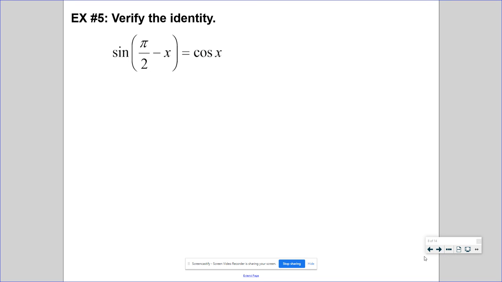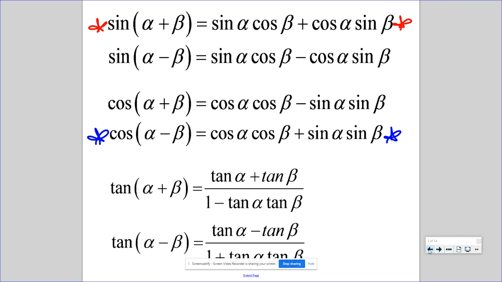Okay, same thing here. It says verify the identity. We do have a difference identity, a difference quotient, because this is an angle minus an angle. So we will call pi by 2 our alpha, and we'll call x our beta value. So we need to go back to our list again, and we need to find the one that has sine of alpha minus beta. So here's one we haven't used yet.